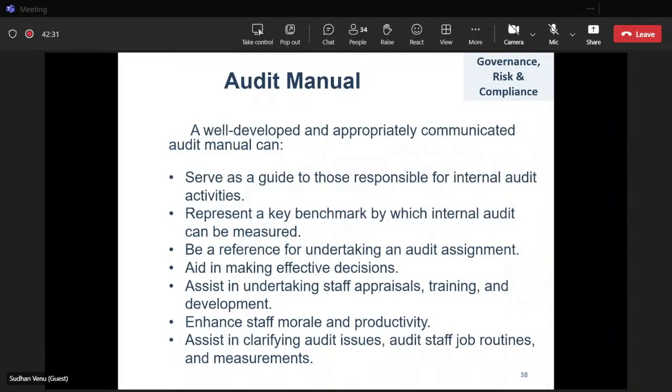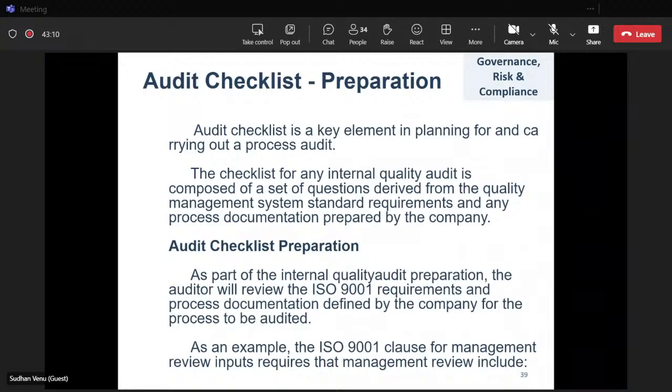If you have prepared a well developed and appropriately communicated audit manual, it serves as a guide to those responsible for internal audit activities and represents a key benchmark by which internal audit can be measured. It is also a reference for undertaking an audit assessment and aids in making effective decisions. It assists in undertaking staff appraisals, training and development, enhances staff morale and productivity, and assists in clarifying audit issues, audit staff and job routines and measurements. Everything will be taken care of in the audit manual.